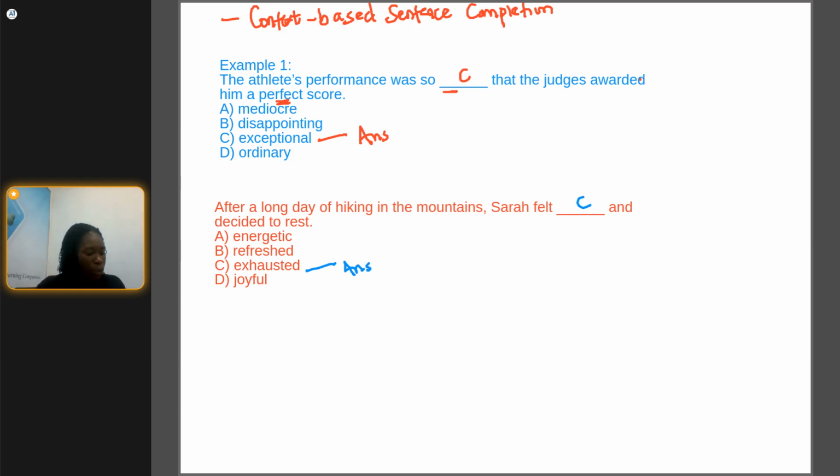All right. Can we move to the third point? I'm going to have to wipe off this so we can have the third point. The third point under types of sentence completion question is grammar based sentence completion.